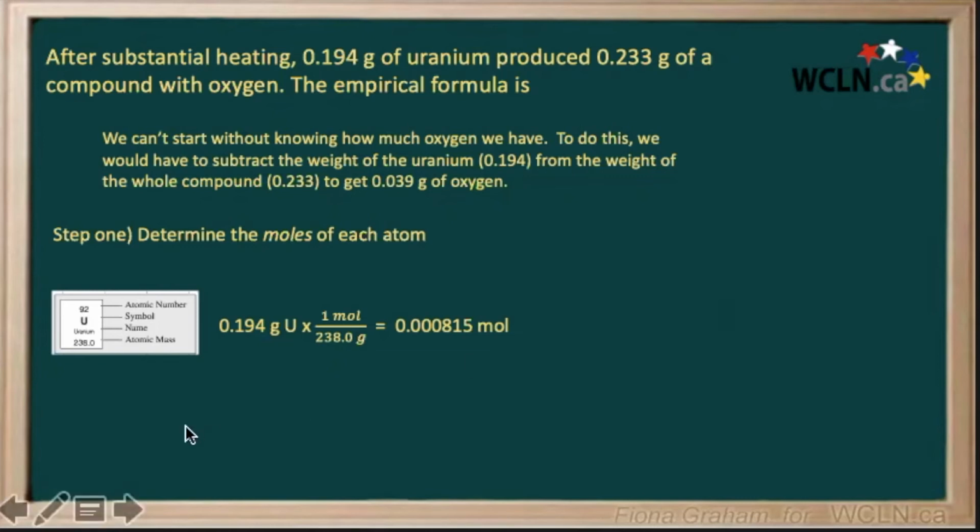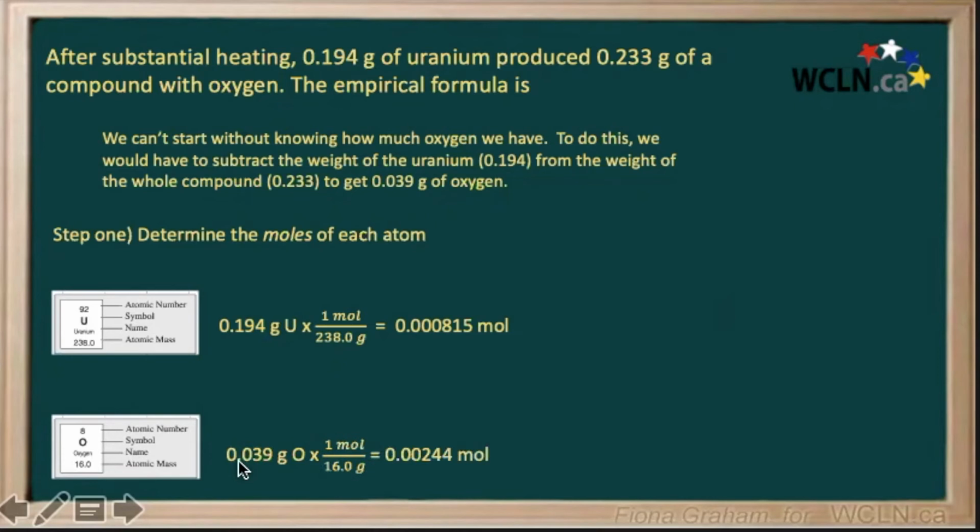0.000815 moles. We're going to do the same thing for oxygen, where we can see we have an atomic mass of 16, and we have 0.039 grams of oxygen. So we're going to divide that by 16, and it will give us 0.00244 moles of oxygen.